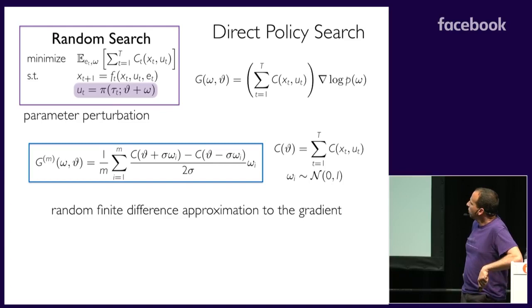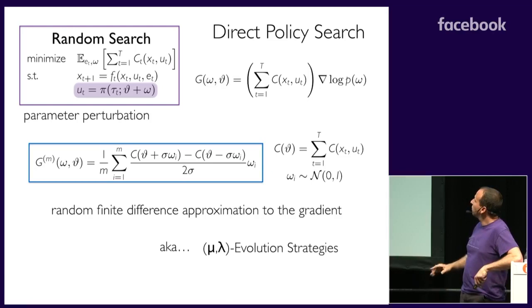This particular instantiation is never called REINFORCE. It was initially called random search by Rastrigin in the 60s. It was discovered in evolutionary algorithms sometime in the 70s, and it's usually a mu-lambda evolution strategy. And I can't remember what mu and lambda correspond to here parameter-wise, but probably sigma and m.